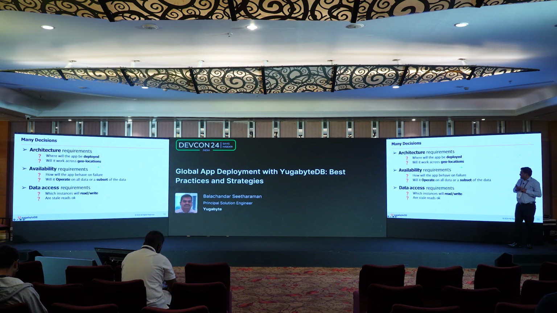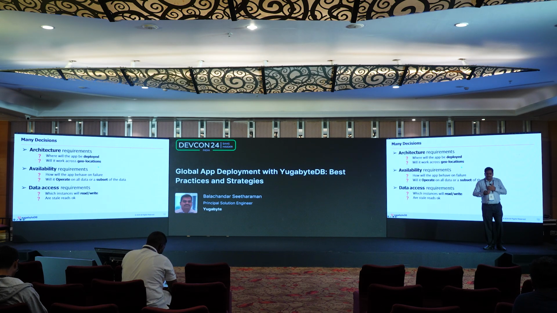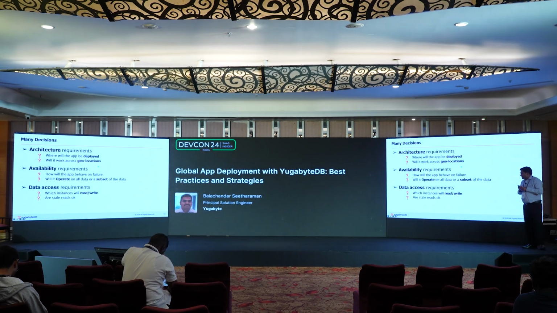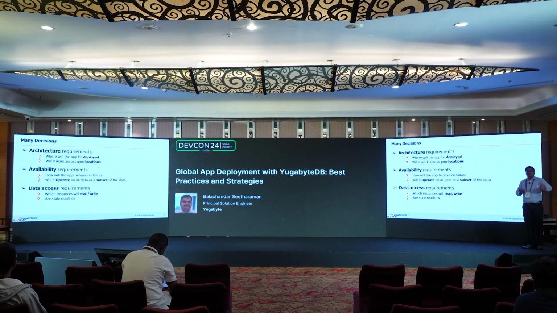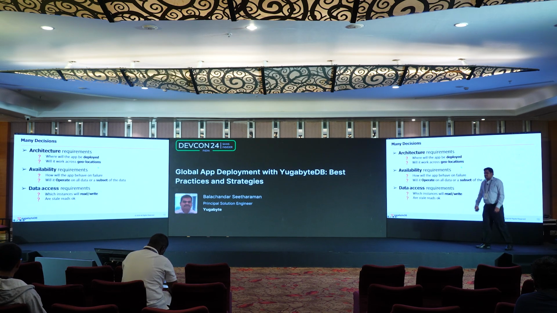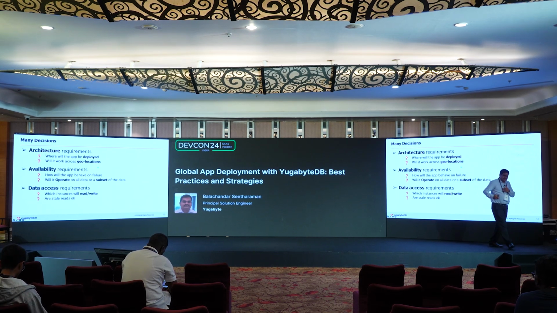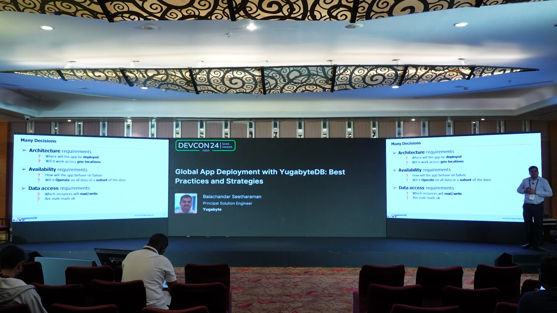Availability requirement: how will the app behave on failure? Suppose a customer is accessing data, and suddenly the network breaks, or the system is not able to serve the requirement properly to that customer. How will it work actually? Will it operate on all the data or a subset of the data? These are all things that may come to your mind, right? Do I need all the data in the US, or can I just see what data is available in the US and still serve the customer?